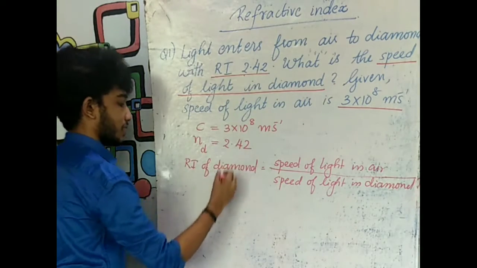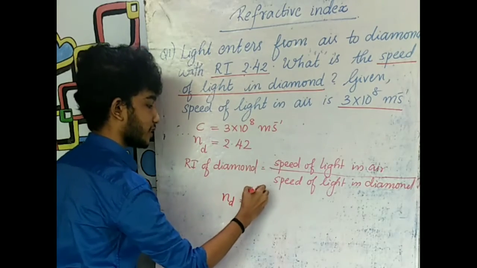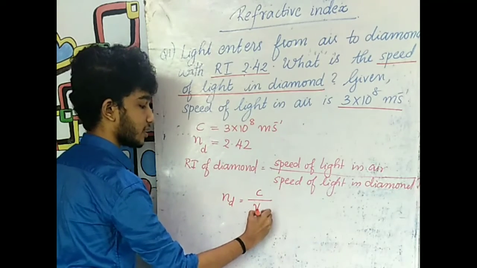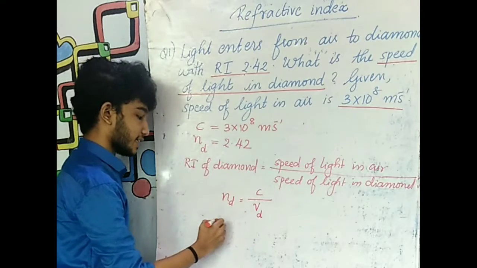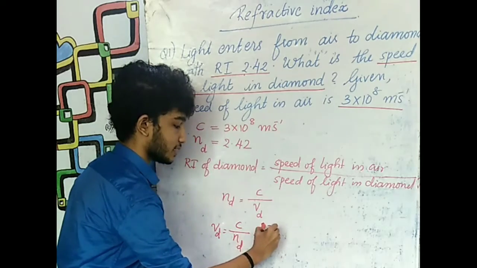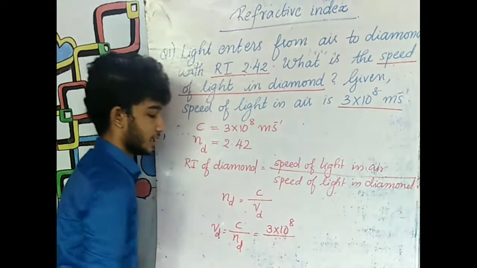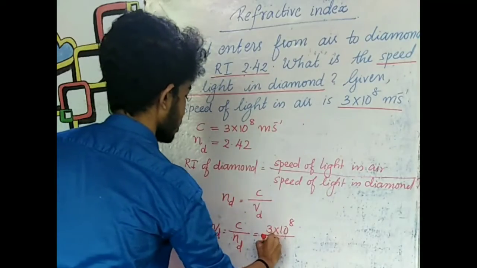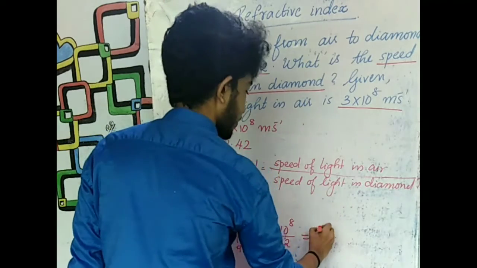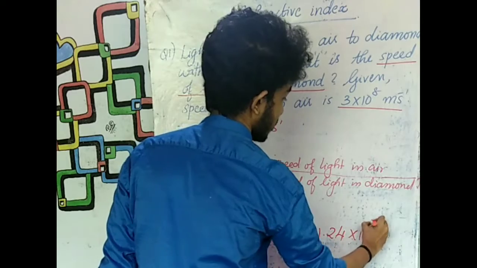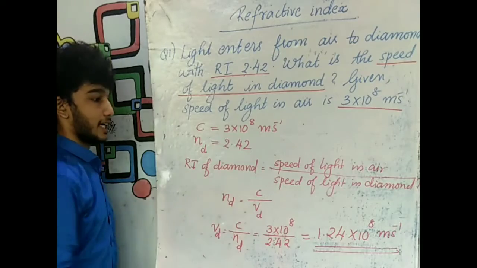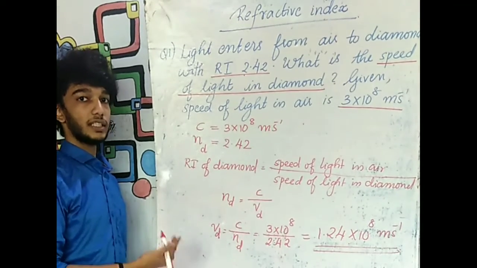Refractive index of diamond, that is Nd, is equal to the speed of light in air, C, divided by the speed of light in diamond. We have to find the speed of light in diamond, Vd. So we can write Vd is equal to C by Nd. What is C? 3 into 10 raised to 8 meter per second, divided by Nd, the refractive index of diamond, 2.42. When doing so, we will get 1.24 into 10 raised to 8 meter per second. This will be the speed of light in diamond.